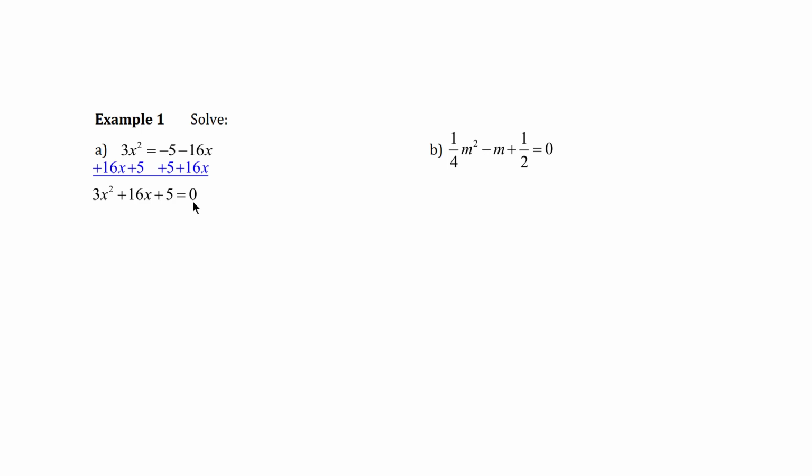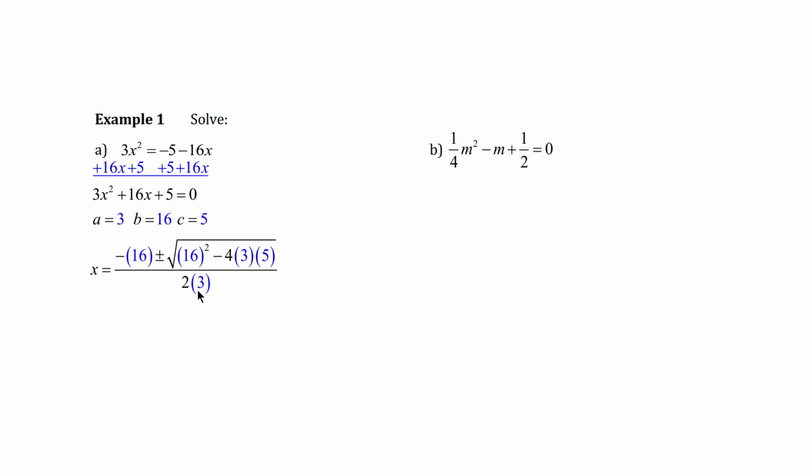Next, we can find our values for a, b, and c. A is going to be the coefficient of x squared, which is 3. B is going to be the coefficient of x, which is 16. And c is going to be the constant term, 5. Next, we substitute our values into the quadratic formula. We have x equals negative 16 plus or minus the square root of 16 squared minus 4 times 3 times 5 all over 2 times 3.